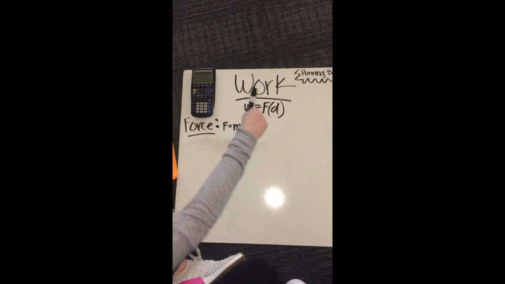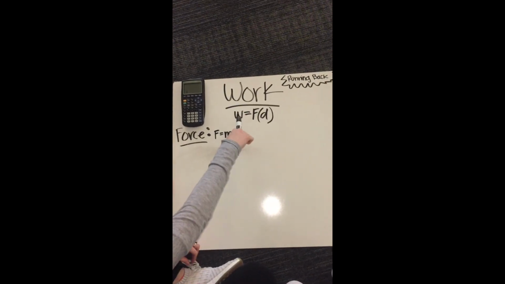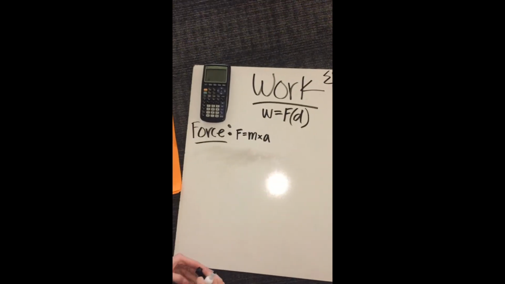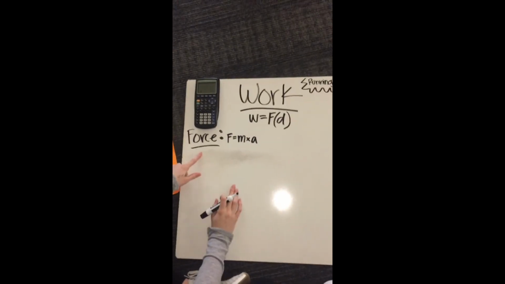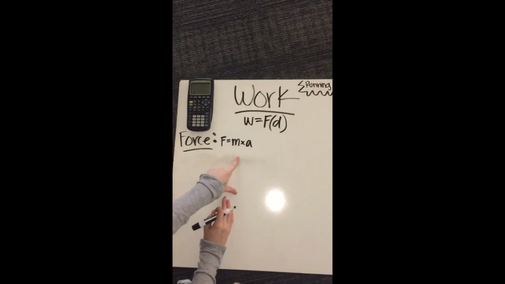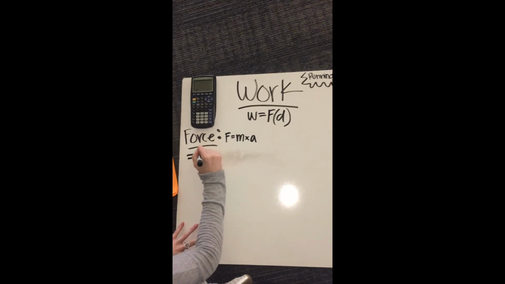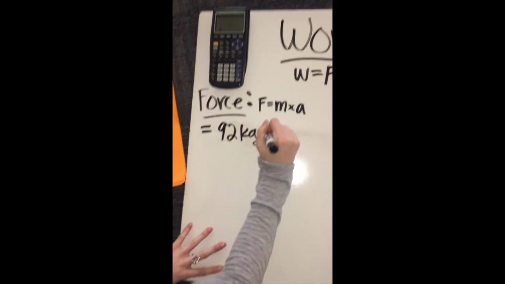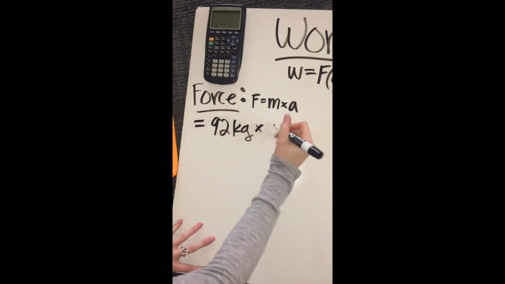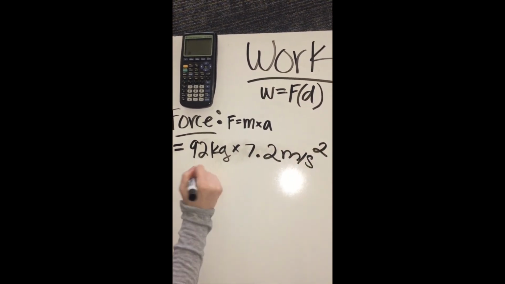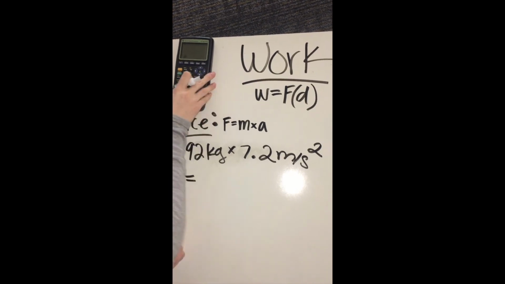Okay, in order to find work, the equation is work equals force times distance. But first, we need to find the force because that's the thing that we don't have. So the force equation is force equals mass times acceleration. So the mass of the running back is 92 kilograms. So we're going to multiply that by the acceleration, which is 7.2. So we're going to plug this into our calculator.